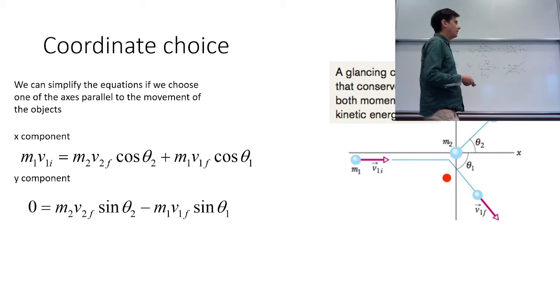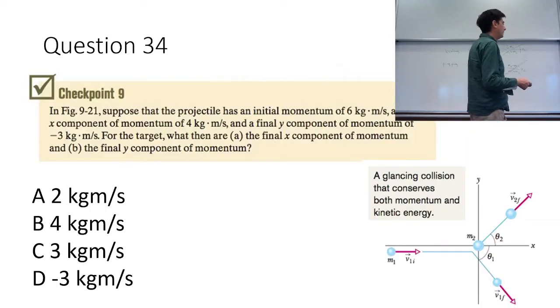For the x component, there's movement in the x direction, so that's the initial momentum. The good thing about aligning it with the movement is that we don't have to put in any sign factors. It's already in that direction, so we don't have to worry about that. We just put m1v1 initial. And then the final momenta both go in the positive x direction, so they both get a positive sign, and these are just cosine factors instead of sine factors. So that certainly makes life a lot easier.